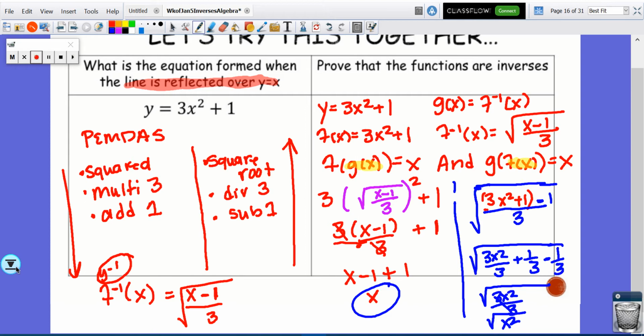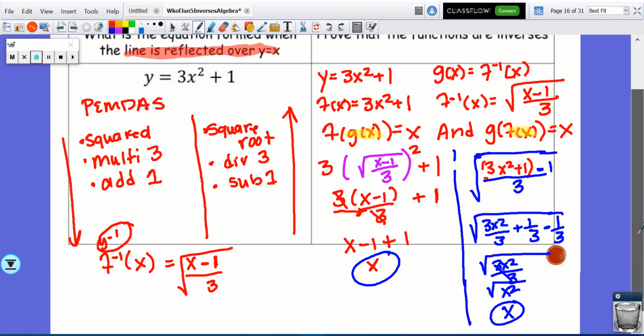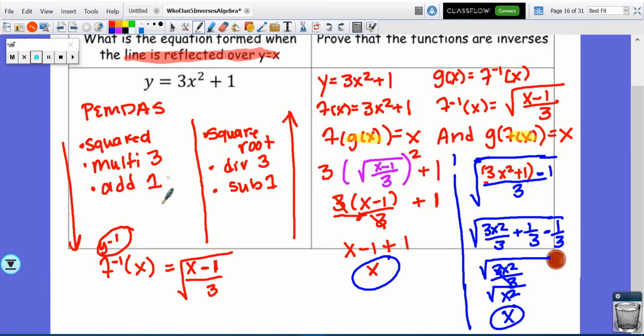And remember, if you see a square root and the x squared together, then the answer is just x because they're inverses of each other. So we just proved that these two functions are inverses. We found the inverse and we proved that they were inverses. Okay, so let's go try another one.